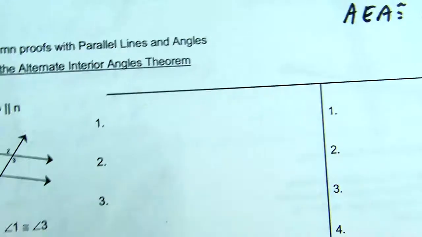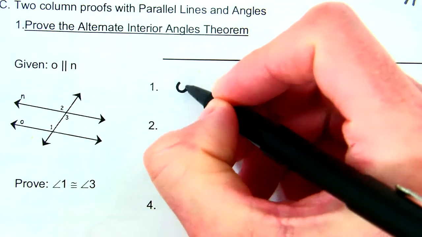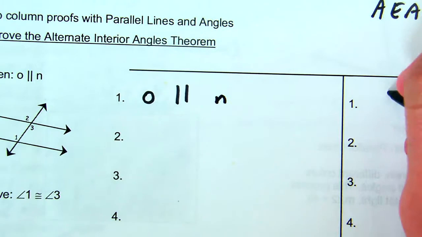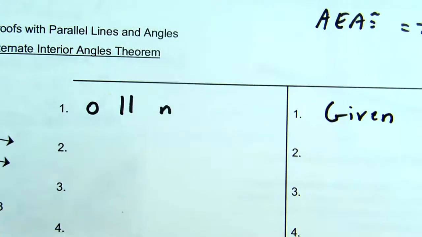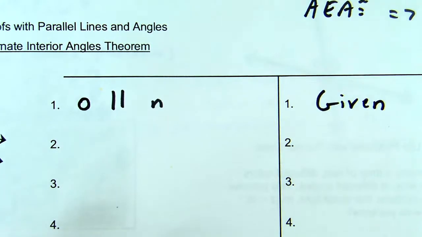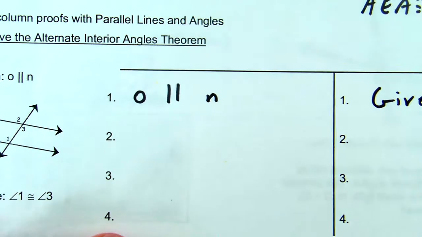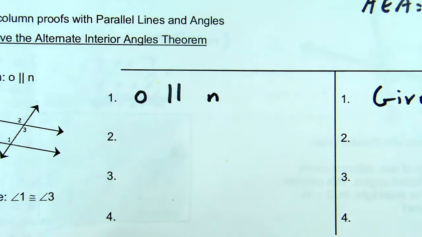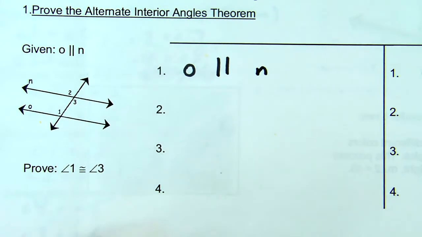As in any proof, the first thing that you start with is your given. What are we given? We're given that line O is parallel to line N. We did not earn this information. That information has been given to us. We are recipients of this wonderful bit of news that O and N are parallel. Because they're parallel, we can't use the alternate interior angles theorem because that's what we're trying to prove.